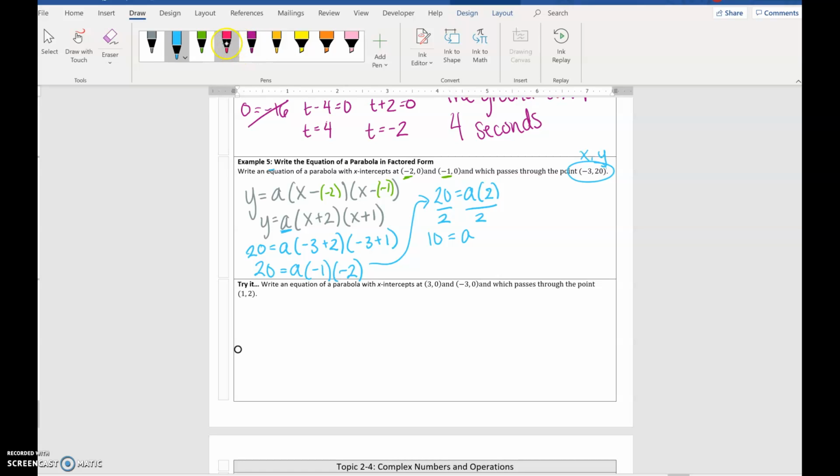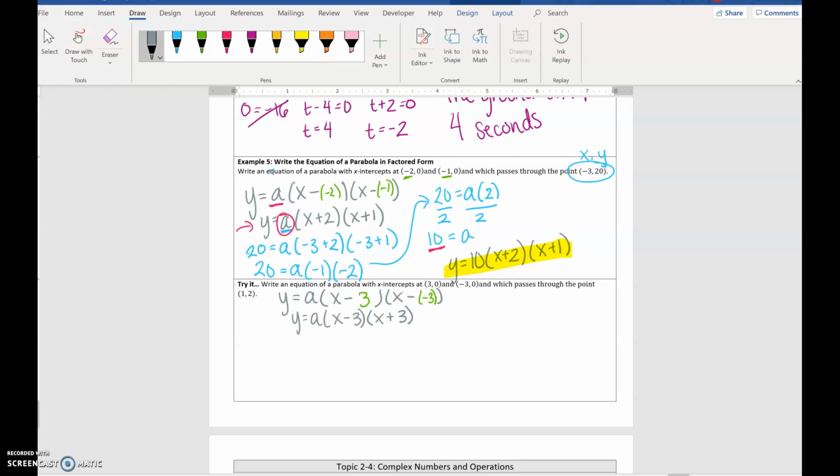So then our function, we're going to plug in 10 here, and then we're going to use this one here. So we're taking this here, and we're plugging a in. So our final answer is y equals our a, which was 10, and then x plus 2, x plus 1. And that is our final answer. Go ahead and try the next one.